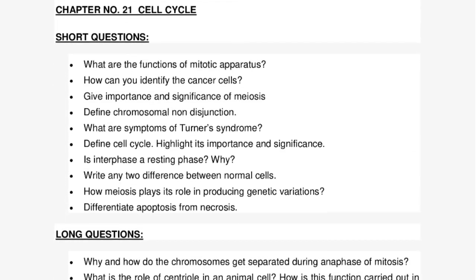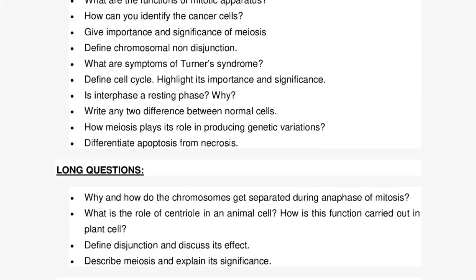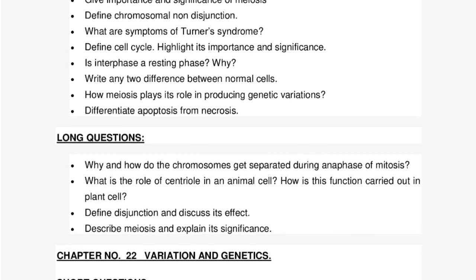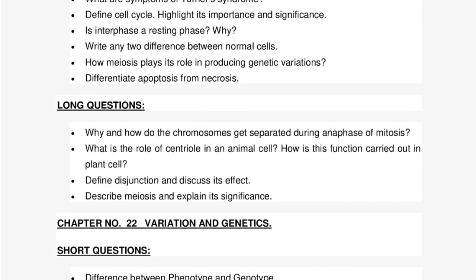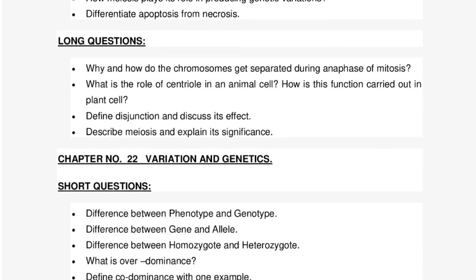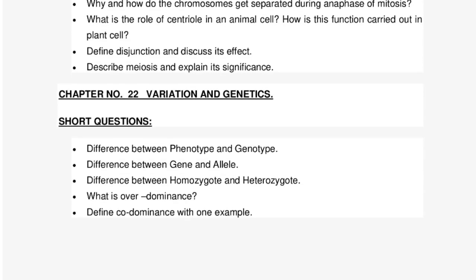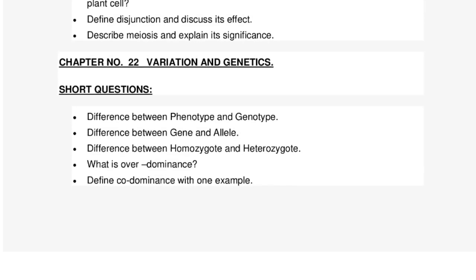Define central dogma and name its steps. Define codon and anticodon. What are point mutations? Give examples. Long questions. Prove that DNA is the hereditary material. How did Meselson and Stahl show that DNA replication is semi-conservative? Chapter No. 21 Cell cycle.